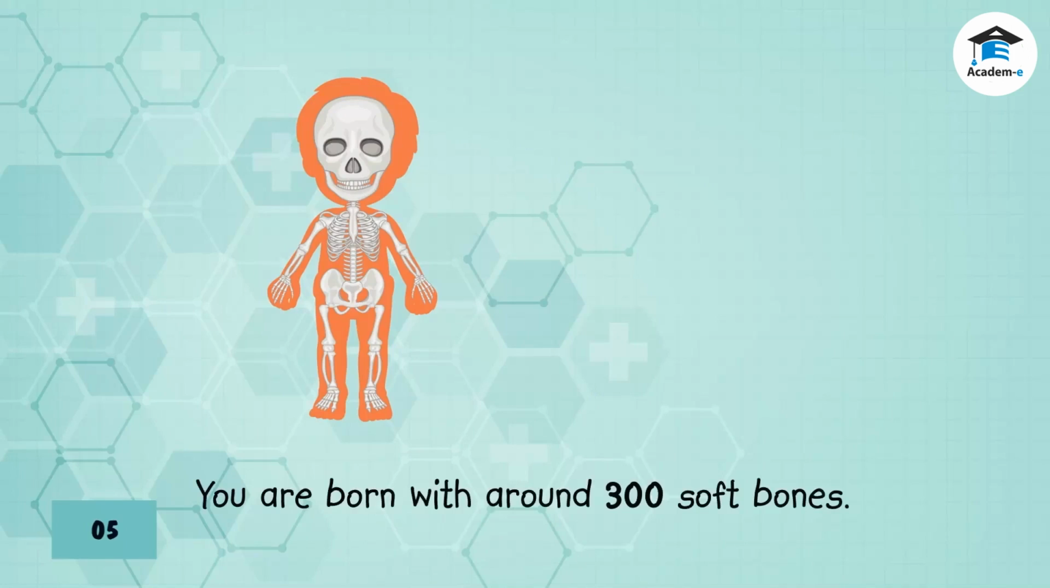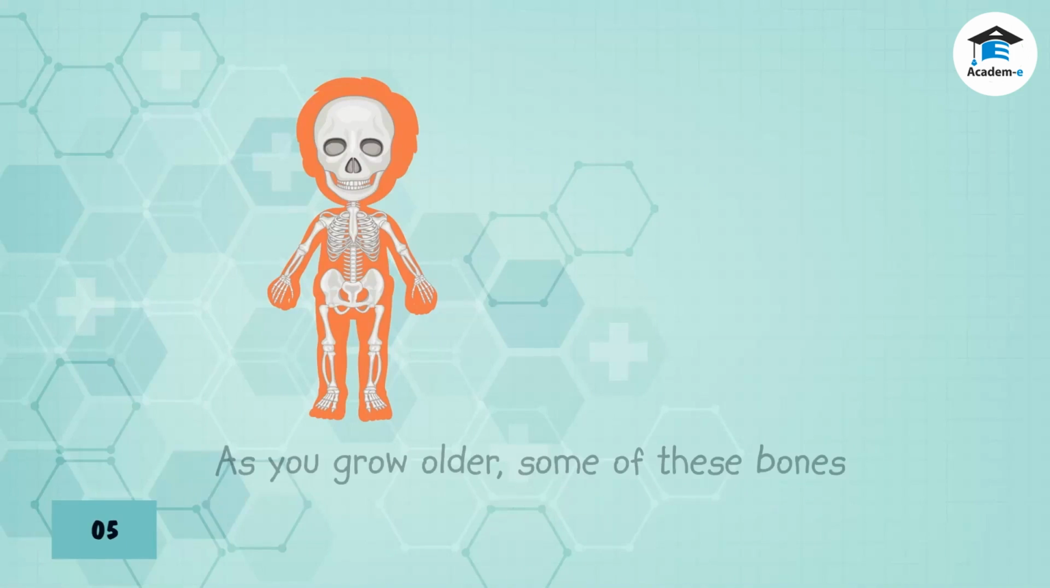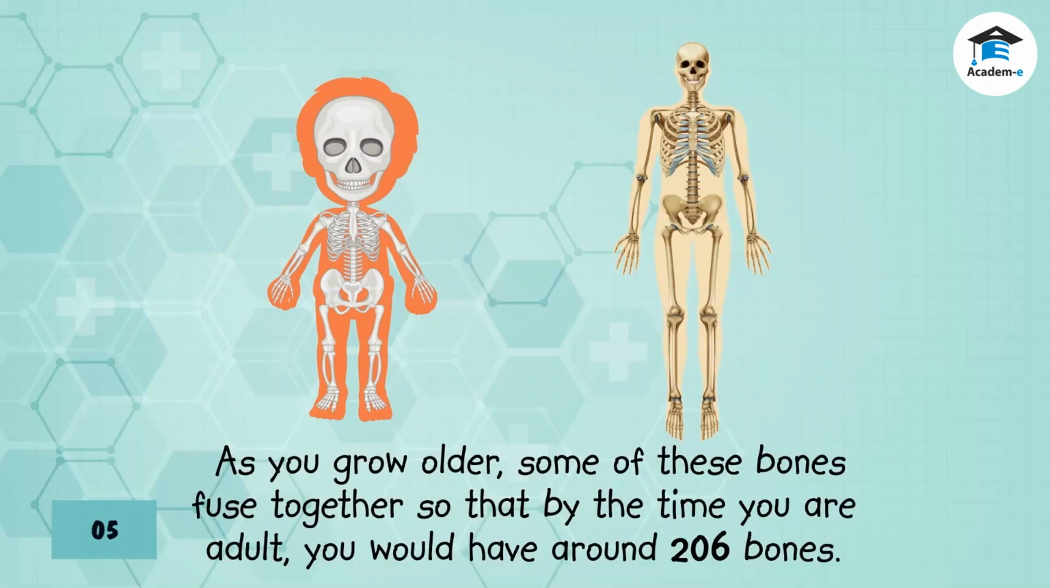You are born with around 300 soft bones. As you grow older, some of these bones fuse together so that by the time you are adult, you would have around 206 bones.